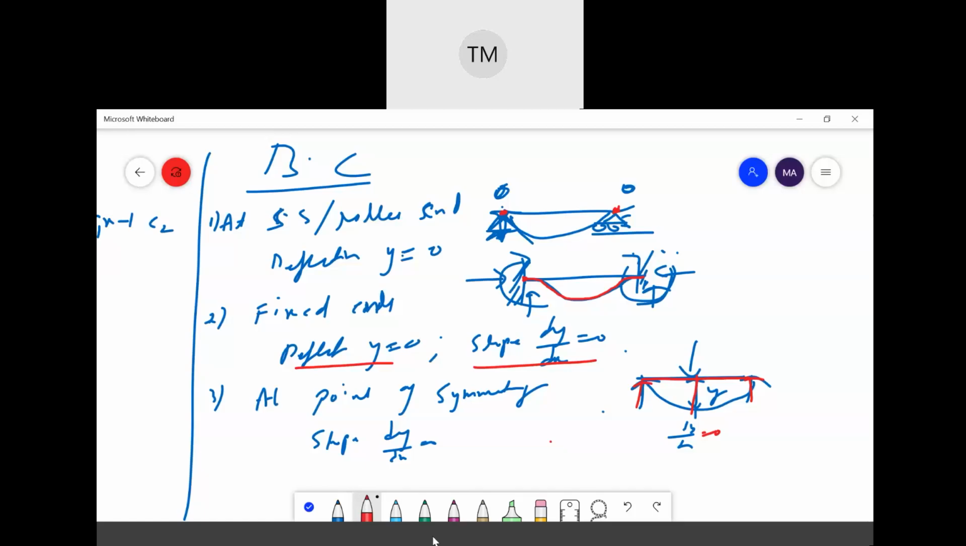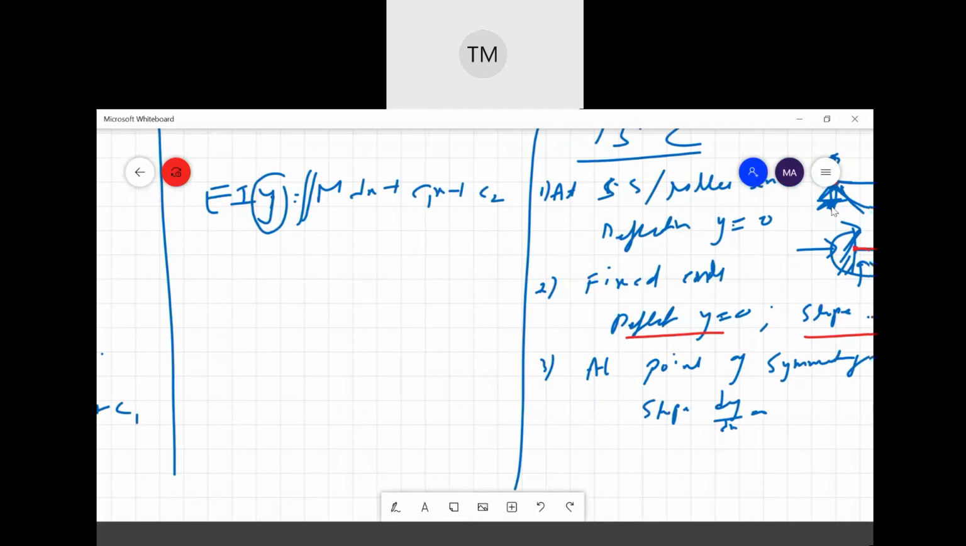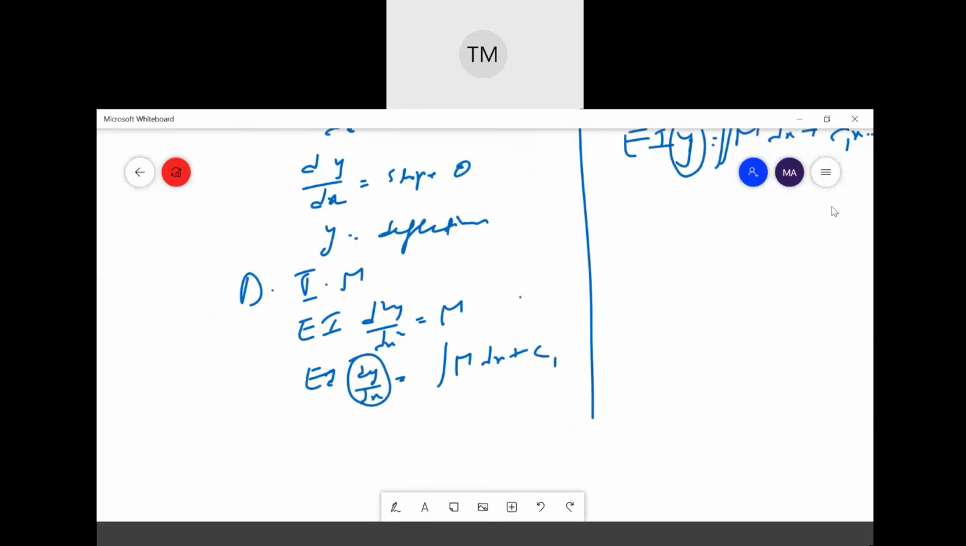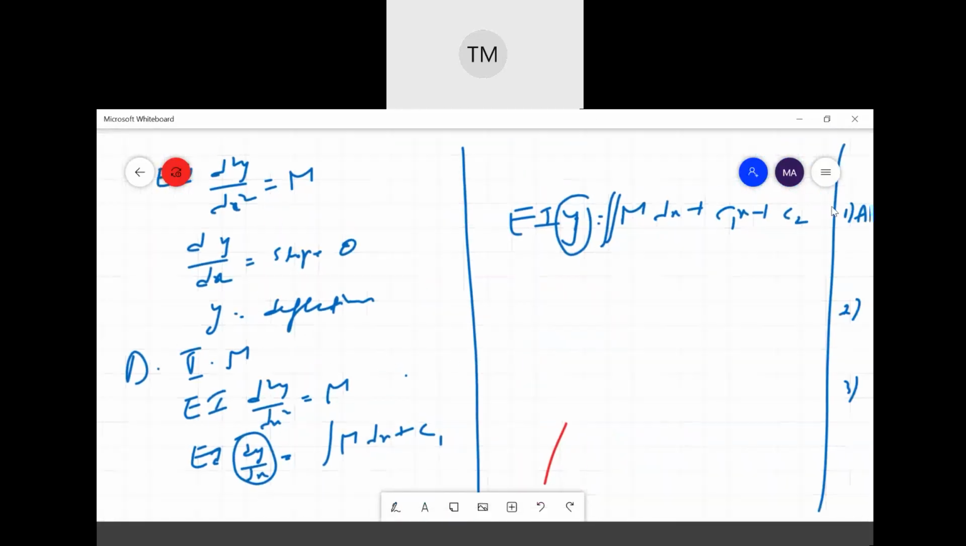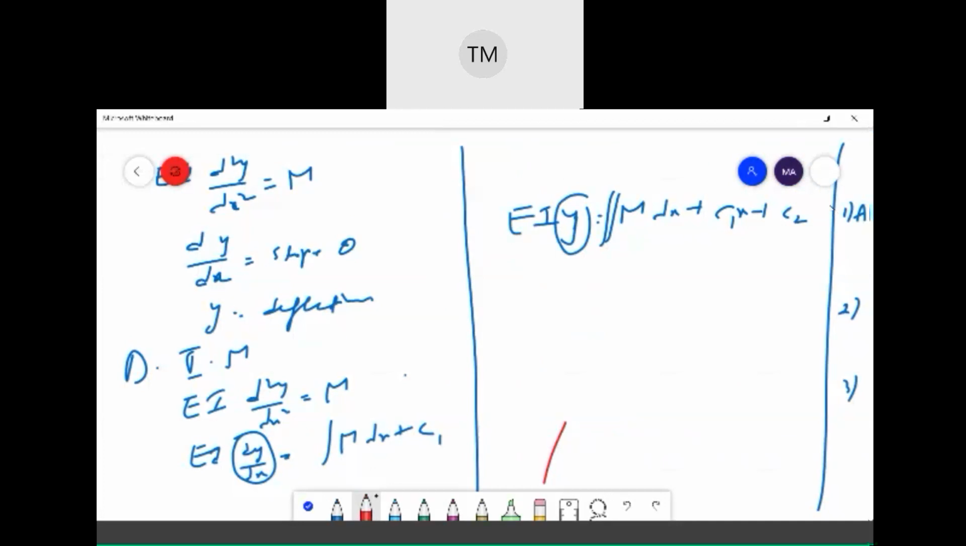Next we are going to the derivation part. The first derivation uses the double integration method. I have told you, double integration method means you are integrating two times. If you integrate once, you get the slope. If you integrate once again, you get the deflection. Understand? You are integrating two times.